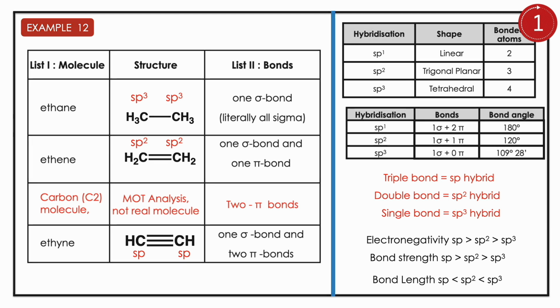Ethane means CH3, that is sp3 carbon, 1 sigma bond, or literally all sigma bonds. Ethene means 1 alkene, C double bond C: 1 sigma bond and 1 pi bond. Then the carbon molecule. It is from MOT analysis, not a real molecule. It has 2 pi bonds. If you look at ethyne, it has a triple bond, so sp and sp, that is 1 sigma bond and 2 pi bonds. So list 1 and list 2 can be matched with hybridization and number of bonds.